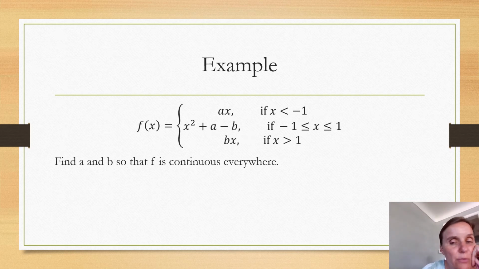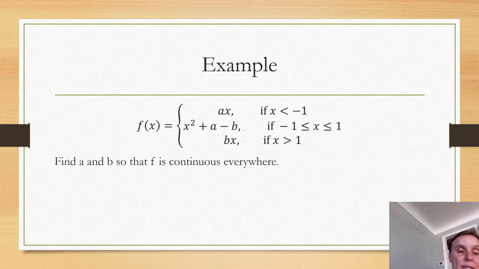Again, go back to that 3-part definition, but you have now 2 values of x that you need to worry about. You need to worry about negative 1 and 1. You don't have to worry about anywhere else because this is linear. Linear functions are continuous everywhere. This is a quadratic. Quadratic functions are continuous everywhere, and this one's also linear. So I don't have to worry about in between the joining places, but I do need to worry about negative 1 and 1.